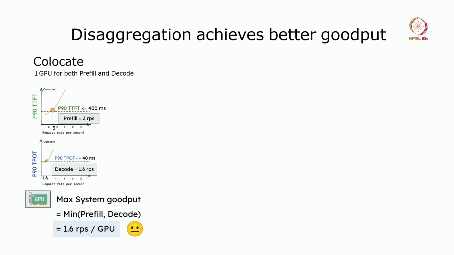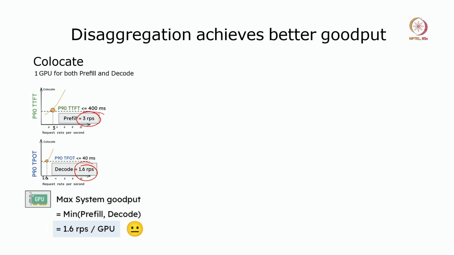That means 90% of the requests have a TTFT of less than 400 milliseconds. So one is for prefill and another is for decode. The rate at which the prefill is served is 3 requests per second. Now the rate at which the decode is served is 1.6 requests per second. I mean, this is the optimal point that they are showing.